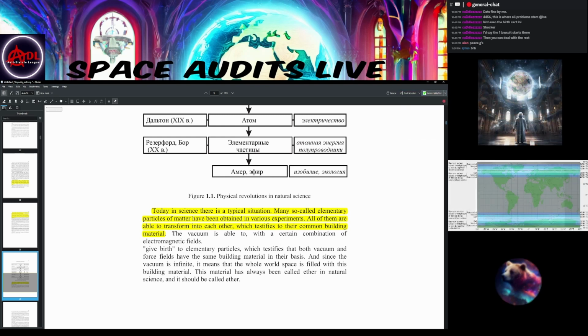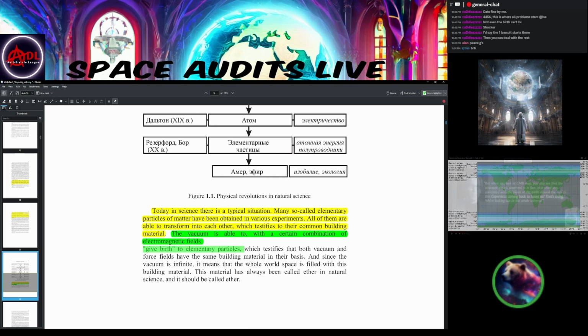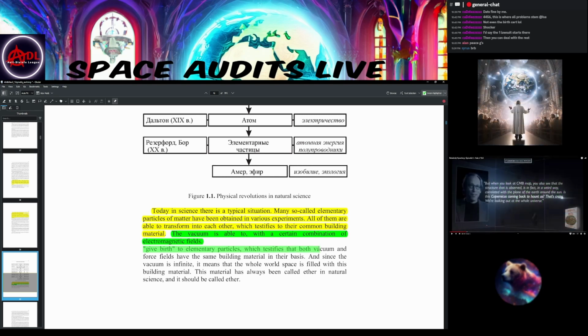The vacuum is able, with a certain combination of magnetic fields, to give birth to elementary particles, which testifies both that the vacuum and the force fields have the same building material as their basis.